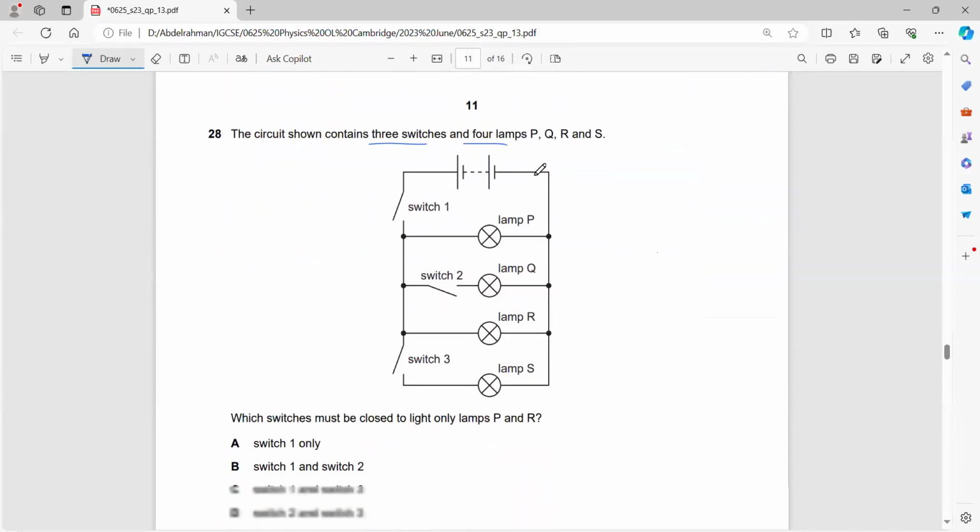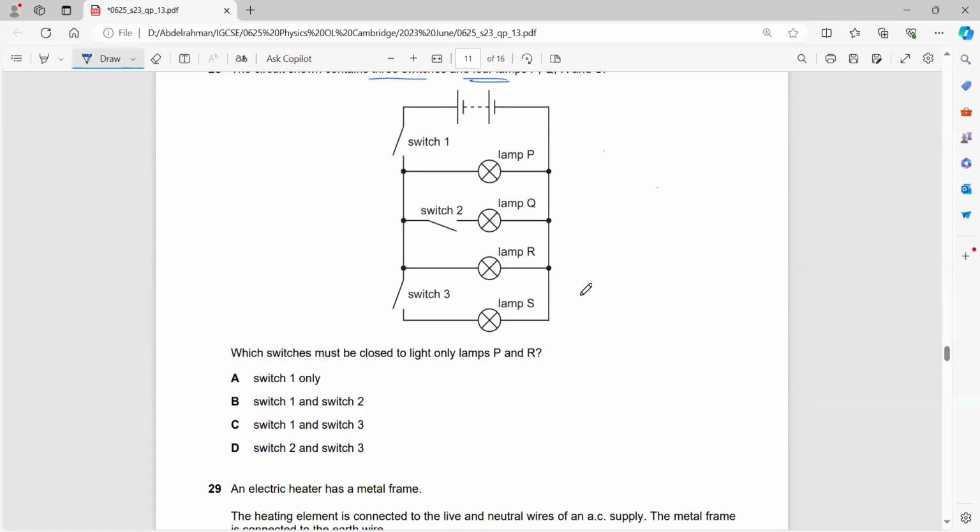The circuit contains 3 switches and 4 lamps, P, Q, R, and S. Which switches must be closed to light P and R only? You only need these lamps. Which switches should I close? Only one, because the current will pass through P and it will pass through R.